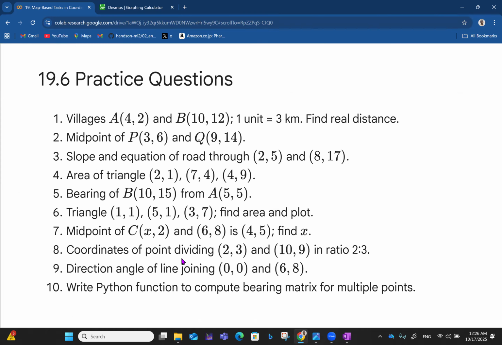And then y2 minus y1 squared. That's 12 minus 2. So you have 6 squared plus 10 squared. Square root of 6 squared plus 10 squared. That's square root of 136. Whatever you get from that, then you multiply by 3. And that will give you the real answer in kilometers.